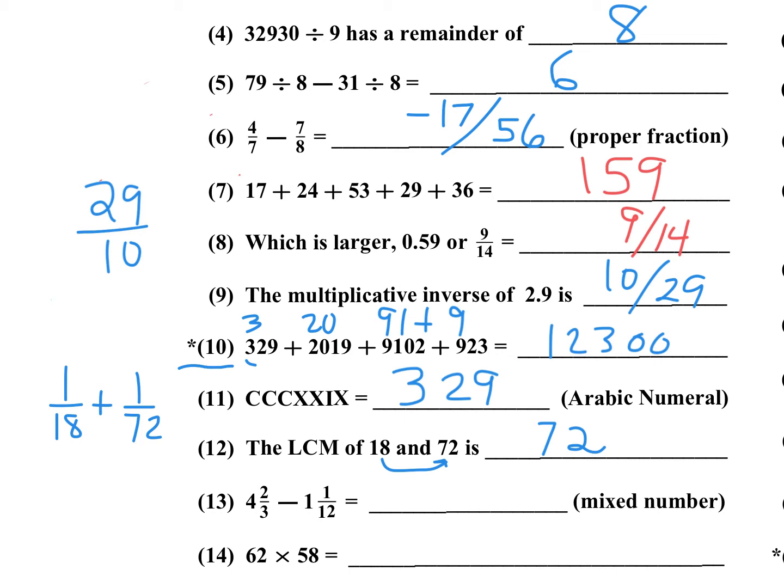And if they were asking for the greatest common factor, it would be the smaller number. It would have been 18. And so the greatest common factor is the smallest, and the least common multiple is the largest. A little bit confusing for students, so just keep in mind that's what it is.